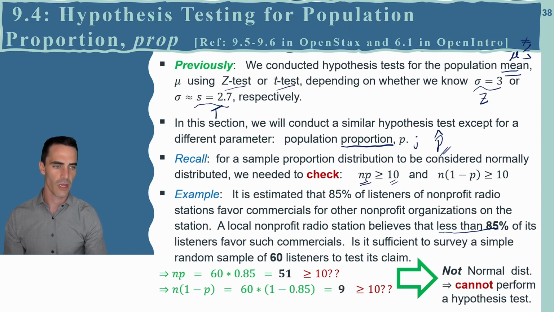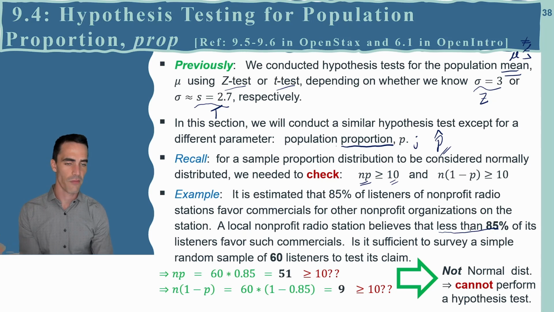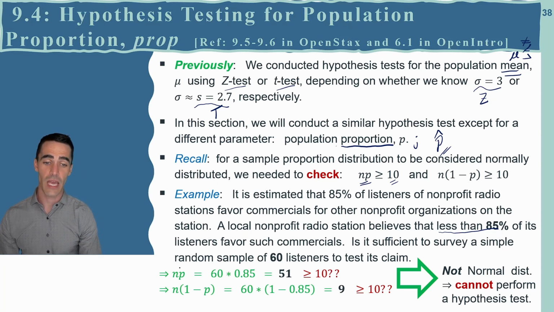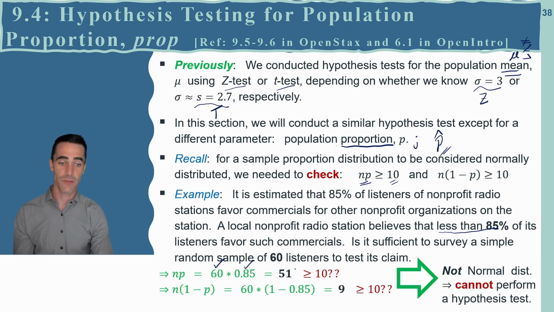So we have, okay, we think there's a change. We don't actually think that 85% of people maybe favor nonprofit versus regular commercials. And we're thinking, hey, look, it's pretty easy for us to talk to 60 people or to get that random sample. But notice, if I have n times p, that's 60, my sample, times the population proportion that we've used in the past, I get 51, way greater than 10, you betcha.